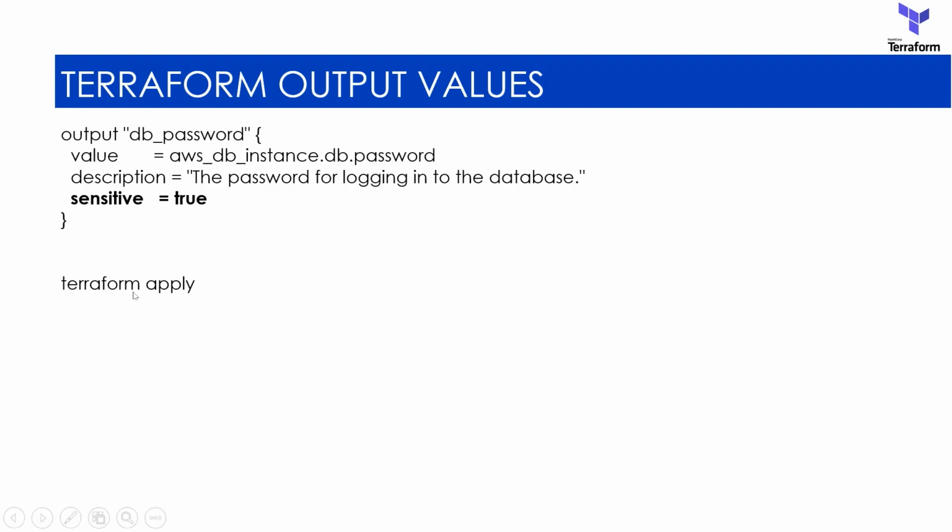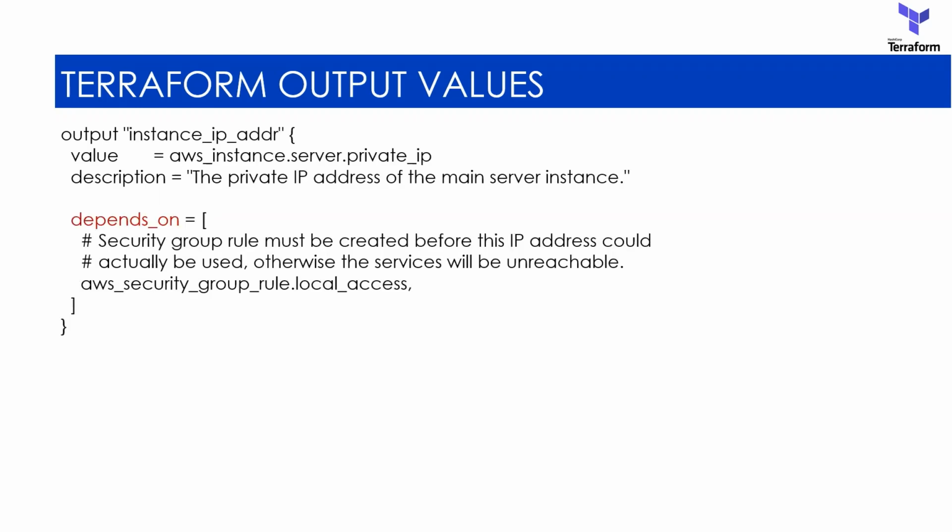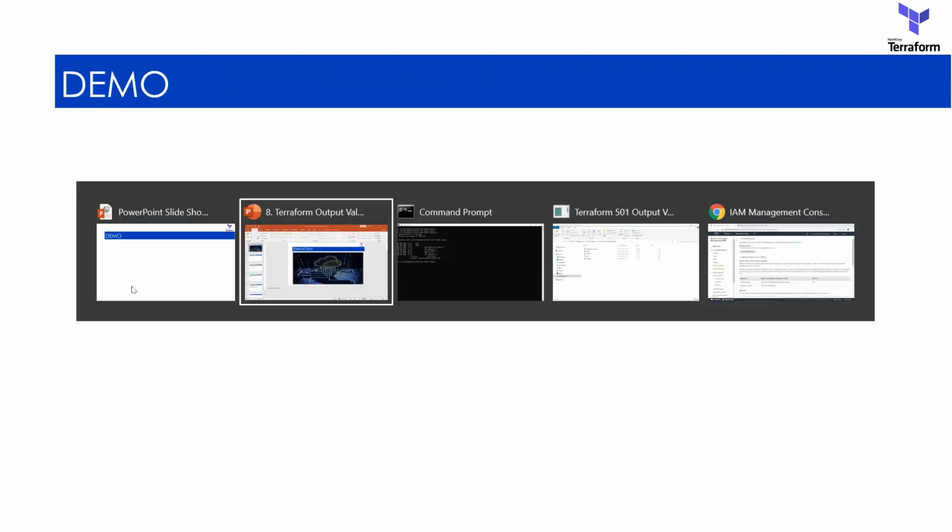We just have to run terraform apply. Then if you put sensitive equals true, it will not be printed. In output you can also put depends_on, which we talked about in the resource sections. So before printing this onto the console, it will make sure that the dependency is also there. So let's talk about it in the demo.